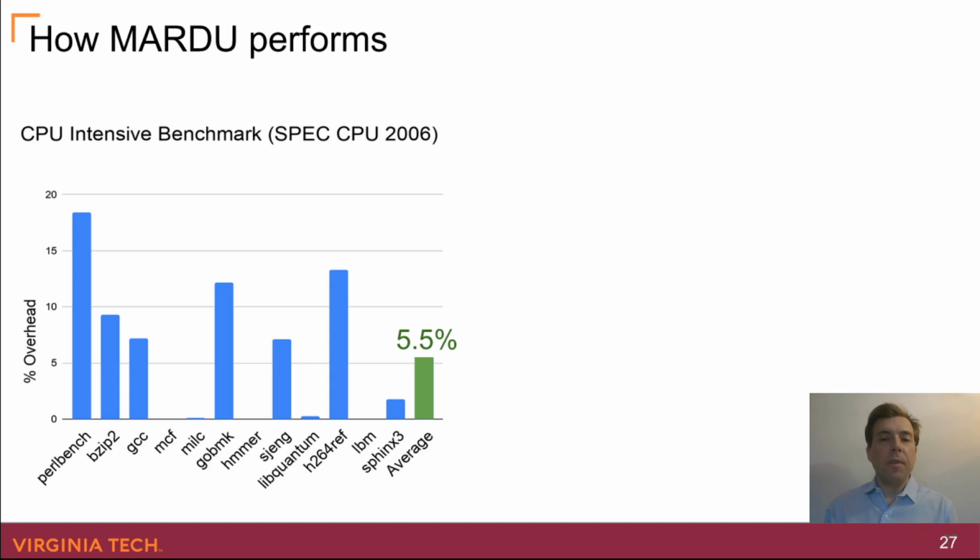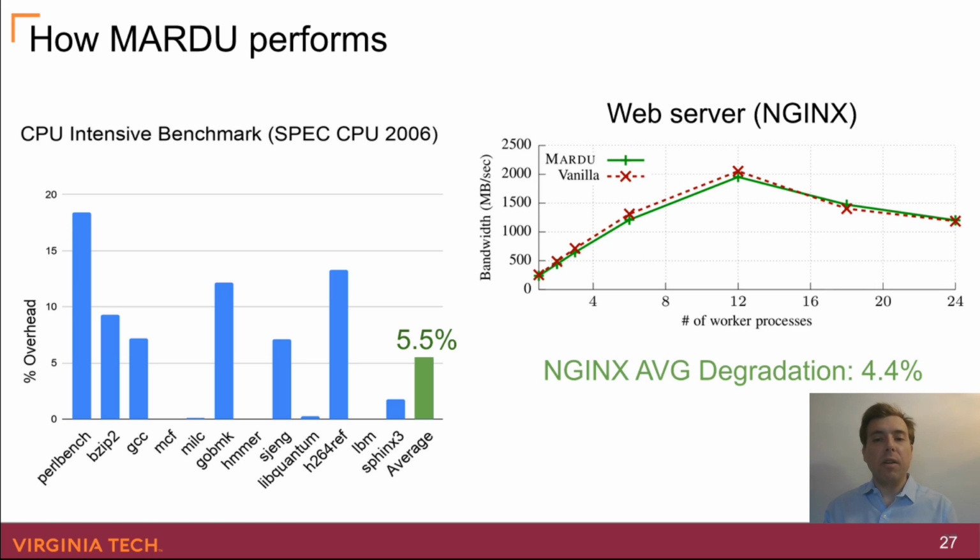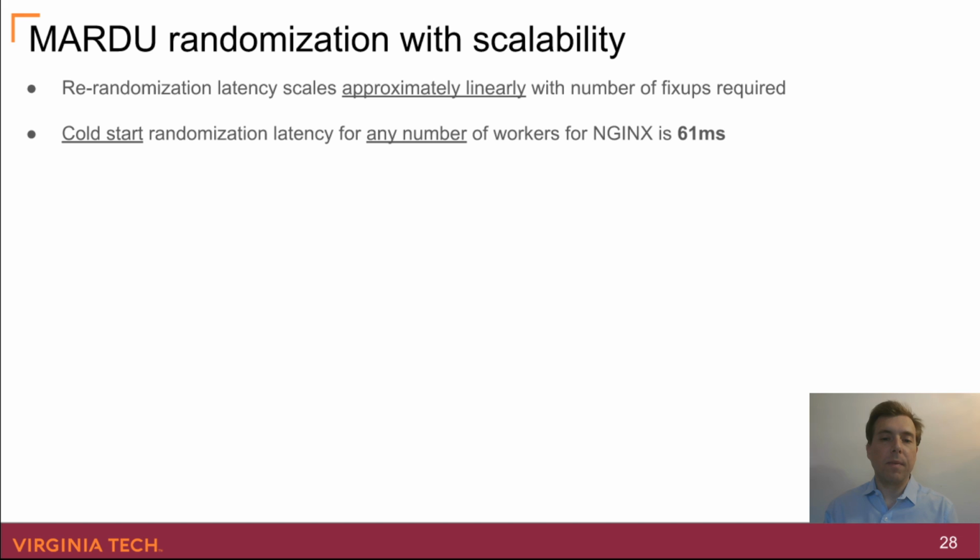For SPEC, we achieved an average runtime overhead of 5.5%, and in the best case, MARDU had a negligible overhead. We also evaluated MARDU in a concurrent setting using Nginx and measured throughput. Across various worker counts, we only observed a 4.4% average degradation in throughput. For scalability, MARDU's re-randomization latency scales approximately linearly with the number of fix-ups required. For SPEC, the average runtime re-randomization latency was approximately 6.2 milliseconds.